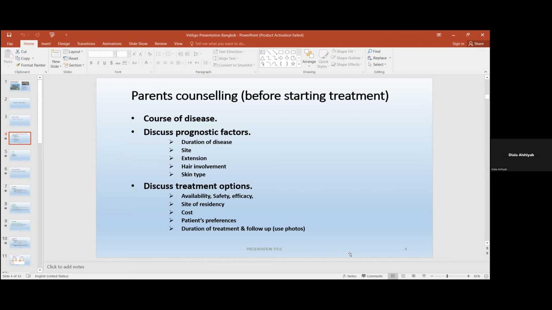For example, if you want to start phototherapy and the patient lives far away, the patient couldn't give us a home-based treatment. So this should be considered when we select our treatment. The other thing that we should consider also is the cost of treatment as well as the patient preferences for the treatment. The patient always asks about the duration of treatment, for how long it lasts. So this thing also should be considered and discussed with the patient, and the regular follow-up, and the best follow-up to do for the patient is by using photos.